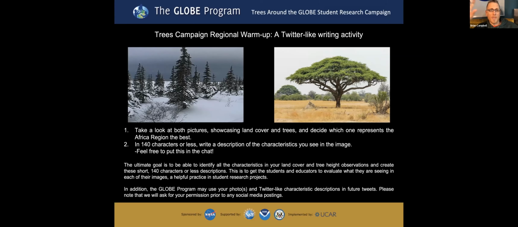So I love the diversity in all the responses here. That's great. And even though everyone in this campaign is in a different part of the world, we're able to all look at this same image and help identify what they're seeing in this image and which one looks more like the Globe Africa region.